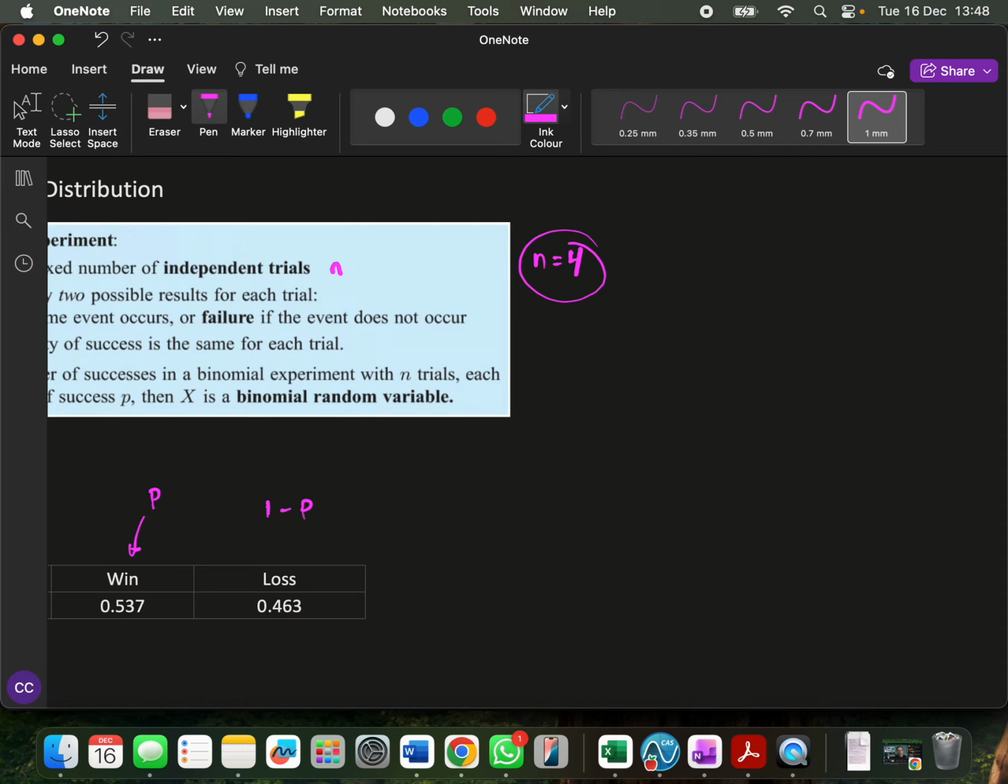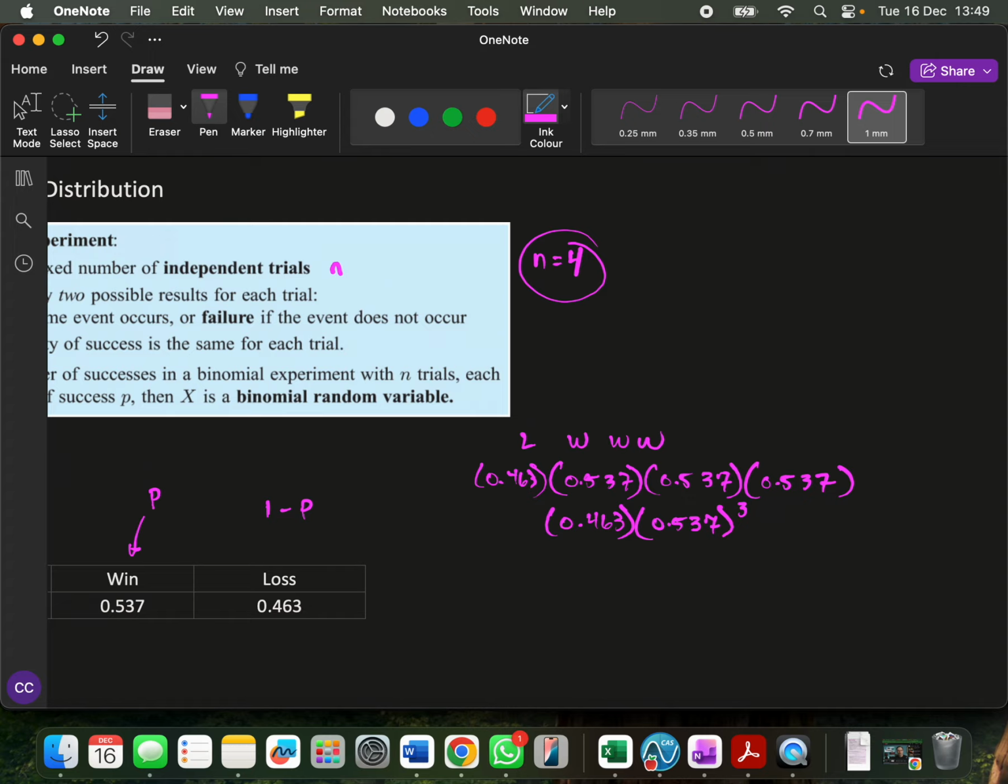One way would be for them to lose their first game and then win: 0.463 times 0.537 times 0.537 times 0.537. Agreed, that was one way for them to win. I could have abbreviated that by writing 0.463 times 0.537 to the third power.